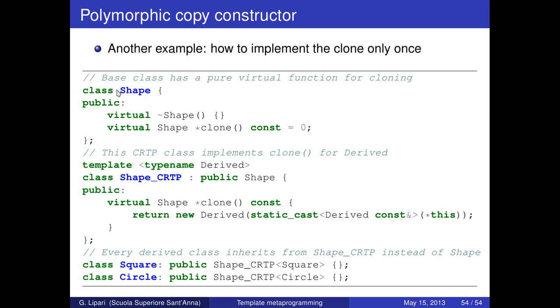So the technique now is to have an intermediate class we call shape CRTP, which has a template which derives from here. So sorry, this should not be virtual, of course. And this one returns a derived. And then square, instead of deriving from shape, derives from shape CRTP square. And circle, instead of deriving from shape, derives from shape CRTP circle. So this function is customized to the actual type. And so you don't need to write a clone for every single object because it has been written once and for all here for everybody.